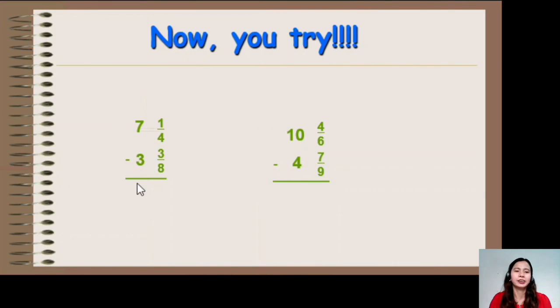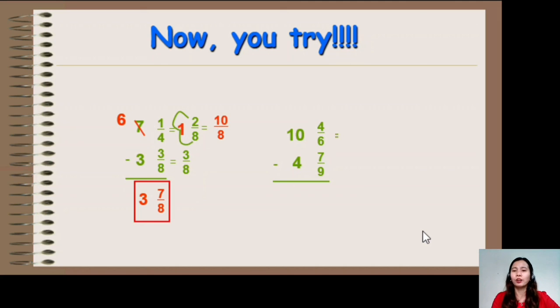Now you try. How about this? So I'll give you time to answer this. So pwede nyong i-post tapos magsagot kayo. After you find the difference, then at saka nyo i-play. Now let us check your answer. So the answer for 7 and 1/4 minus 3 and 3 over 8 is 3 and 7 over 8.